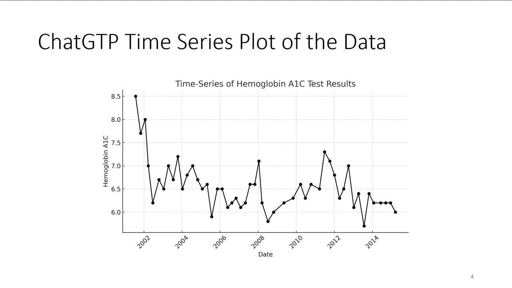The resulting ChatGPT plot is shown. For a diabetic, it is desirable that hemoglobin A1C test measurements are below 10.0. From this plot, it appears that this person's A1C response was significantly lower after the first 3 measurements, probably because of a medication or diet change.